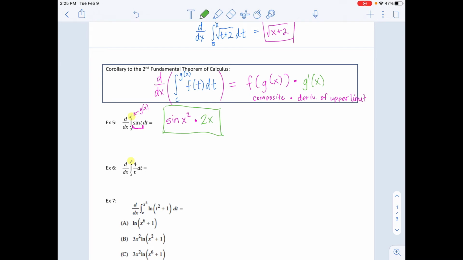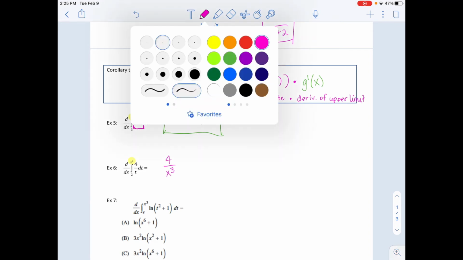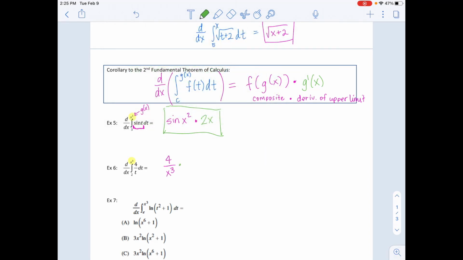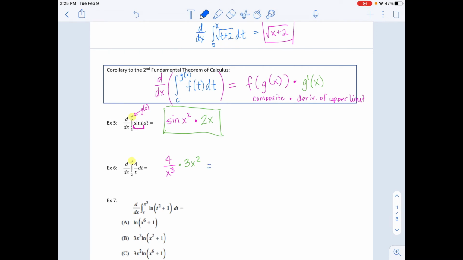And if you did that right, same idea. We want to plug x cubed into the integrand, so it's 4 over x cubed. And then we want to multiply by the derivative of x cubed. So this time we're going to multiply by 3x squared. Now, if this question pops up in a multiple choice, we are going to have to be able to simplify this to 12 over x.